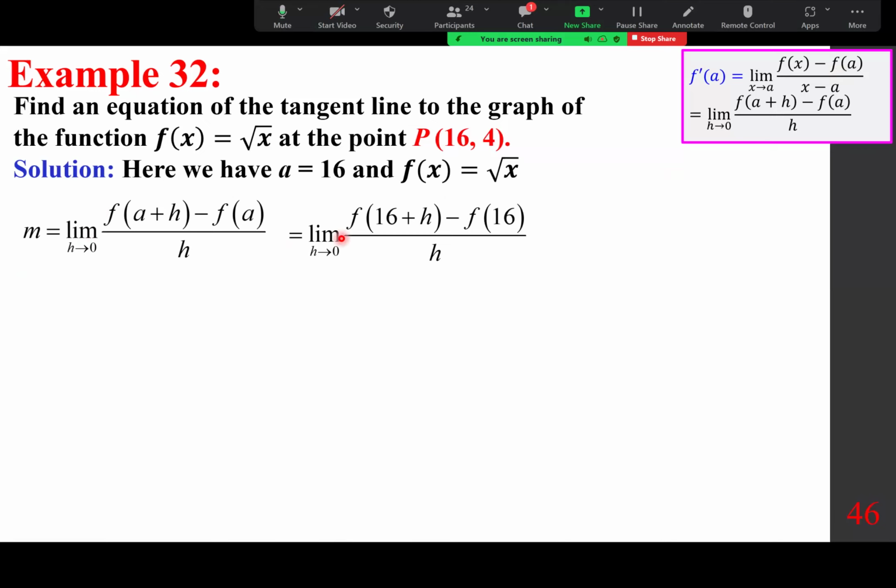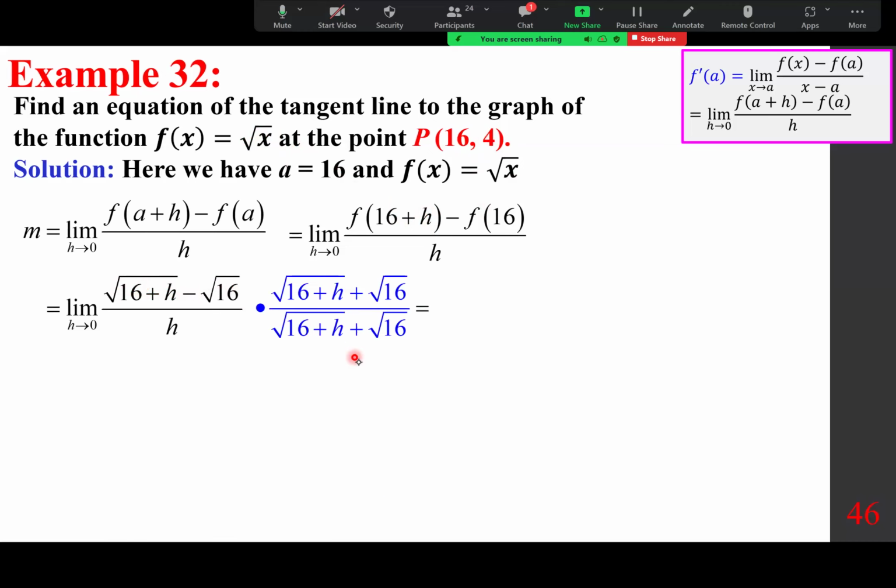Which means we are going to write f of 16 plus h, that means square root of 16 plus h. F of 16, you can write as square root of 16, or you write 4. I'm going to write square root of 16 on purpose, just in case it wasn't given and you had to calculate. And obviously, if you plug in, you get 0 over 0. The technique is to multiply by the conjugate. So you multiply and divide by the conjugate of the numerator. That means change this to a plus sign, put it at top as well as the bottom.